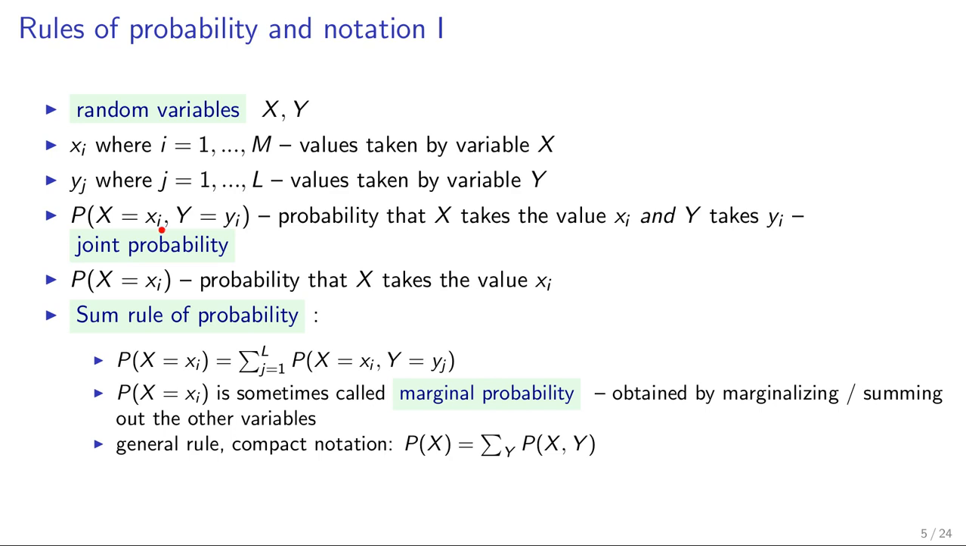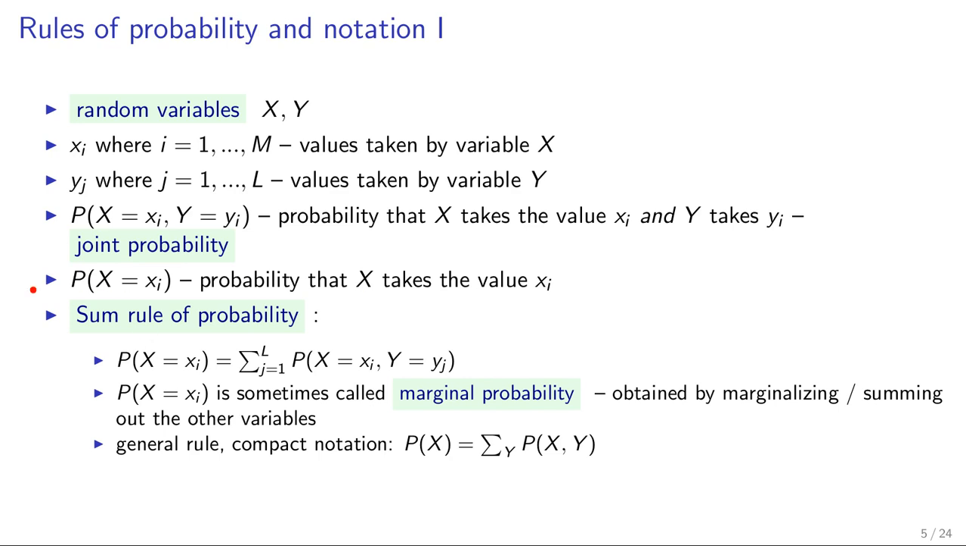So this is a joint probability. You can imagine basically here is a comma. You can also imagine it like an and or an intersection. So this is the probability that x takes the value of xi and y takes simultaneously the value of yi. Okay. So that's a joint probability.